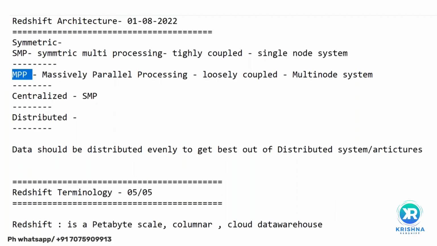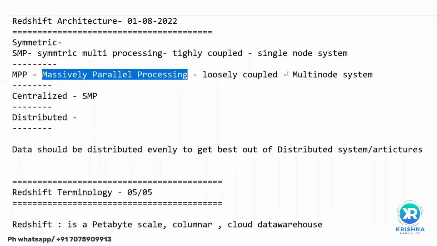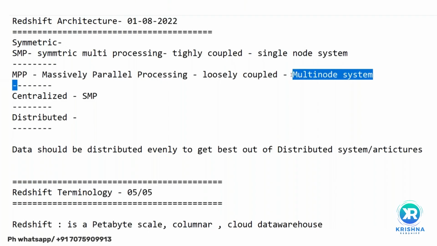And MPP means massively parallel processing. Generally, multiple nodes is called MPP. Single node is called SMP, multiple nodes is called MPP. That's what you need to remember. What is SMP? Symmetric multiprocessing. A single node system is called an SMP system. What is MPP? Massively parallel processing, or a multi-node system is called an MPP system. Remember what SMP is and what MPP is. SMP means single node system. MPP means massively parallel processing or multi-node system.